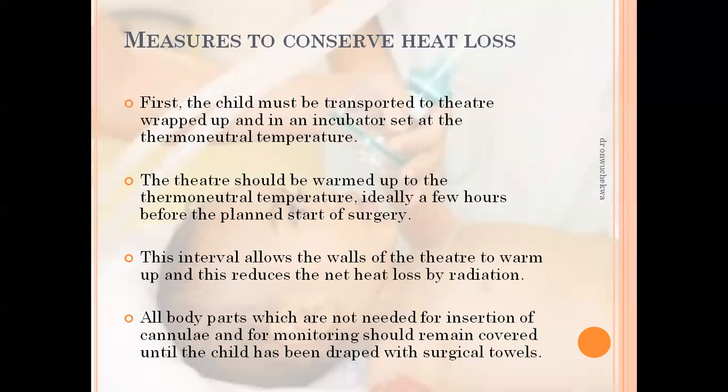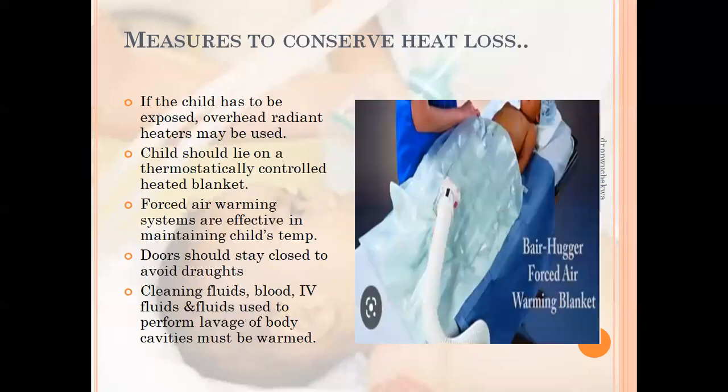So all body parts not in use should be covered until the patient is fully draped. If the child has to be exposed, overhead radiant warmers may be used. The child should lie on a thermostatically controlled heated blanket. Forced warming device systems are effective in maintaining the child's temperature as well. Also, the doors of the theater should be locked to avoid drafts. Then cleaning fluid, blood, IV fluid, and other fluids for lavage should be warmed.